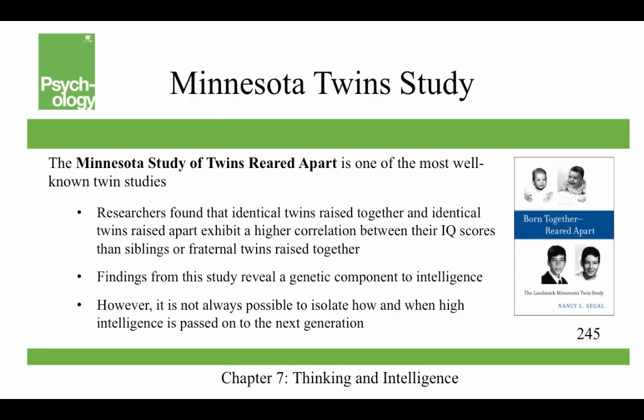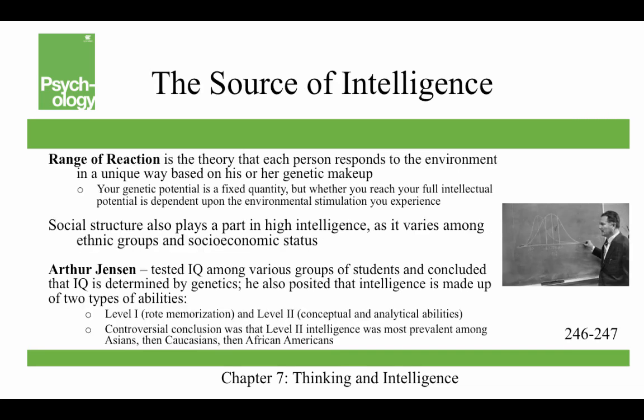So what's the source of intelligence? Where does it come from? Well, the Minnesota study of twins reared apart is one of the most well-known twin studies. And the researchers found that identical twins raised together and identical twins raised apart exhibit a higher correlation between their IQ scores than siblings or fraternal twins raised together. So the findings from this study reveal a genetic component to intelligence. However, it's not always possible to isolate how and when high intelligence is passed on to the next generation. And this is very controversial stuff.